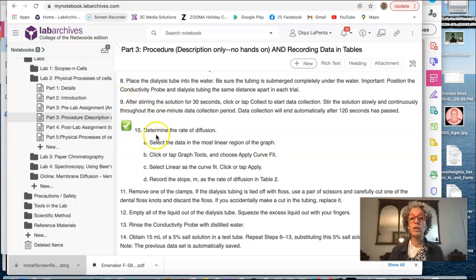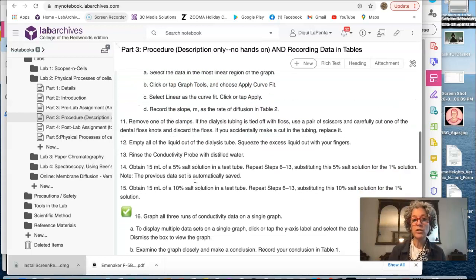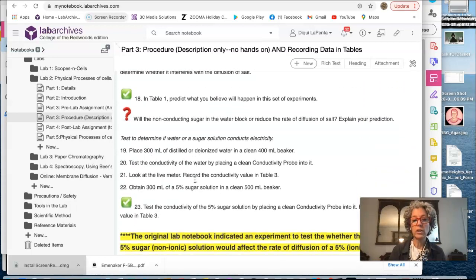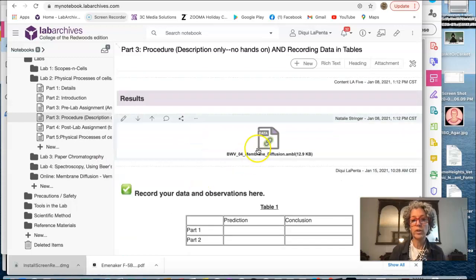and then you're going to determine the rate of diffusion. It says to select the data in the most linear region of the graph, apply a curve fit, select linear, etc., and record the slope in table 2. In order to do any of that, you're going to need to scroll until you get to the data.